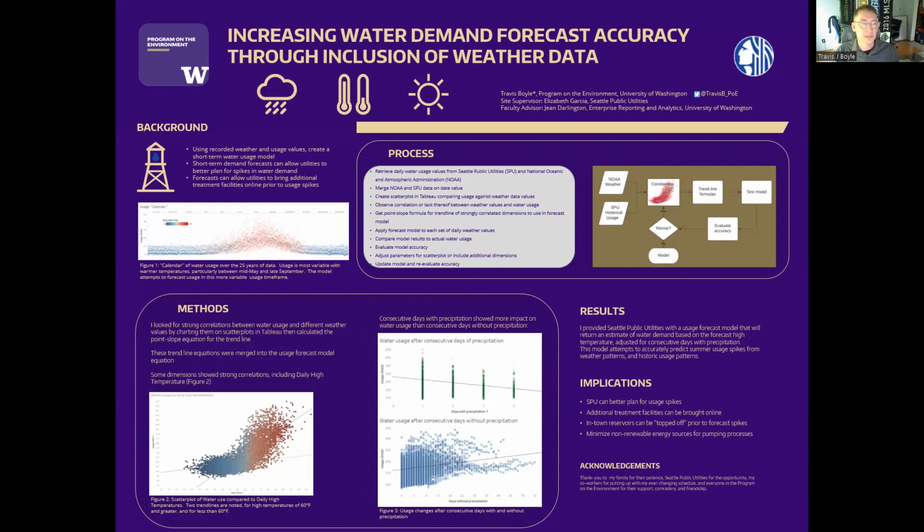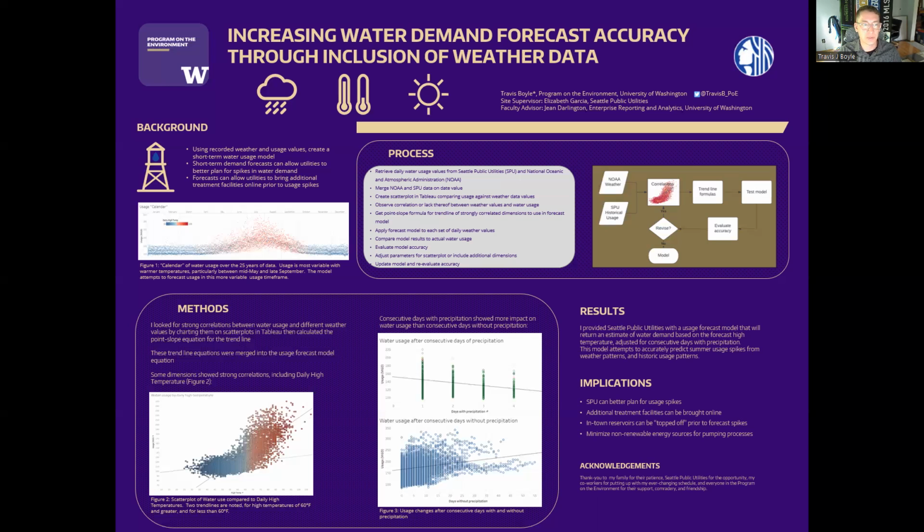Once I had determined the factors I would be using in the final model, I used Tableau to calculate the trend line in the scatter plots, and using the point slope formula, created a model that when given the daily high temperature and the consecutive prior days with precipitation, would return an expected water usage volume. I then ran the model for all of the days in the data set, compared the usage estimate returned by the model against the actual usage for each day.